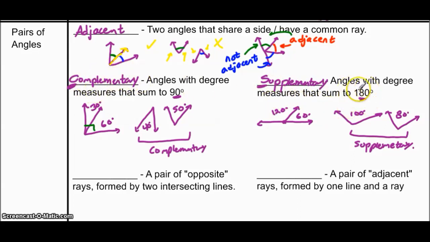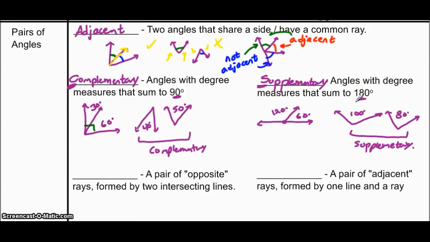And 180 is greater than 90. So that's how I think of it. Supplementing is better than complimenting, 180 is better than 90. There are two ways to remember it, whichever way you'd like, or just memorize: complementary sums to 90 degrees and supplementary sums to 180 degrees.